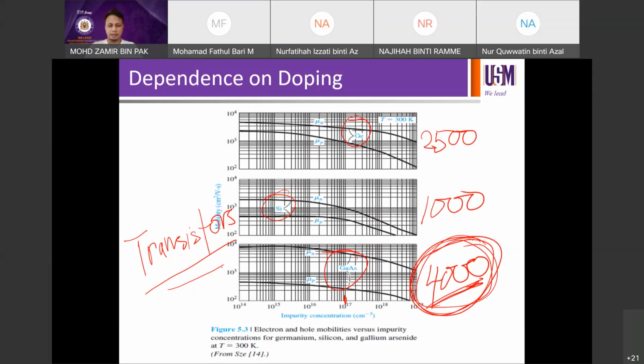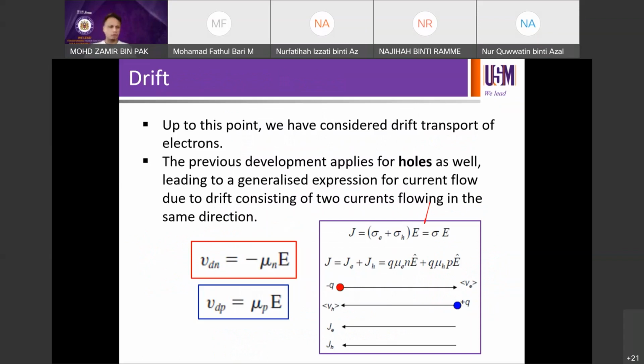Okay, so saya tanya soalan yang simple ya, so that you can figure out the numbers, and eventually that's the significance of those numbers. Okay, so now let's continue with drift and diffusion.